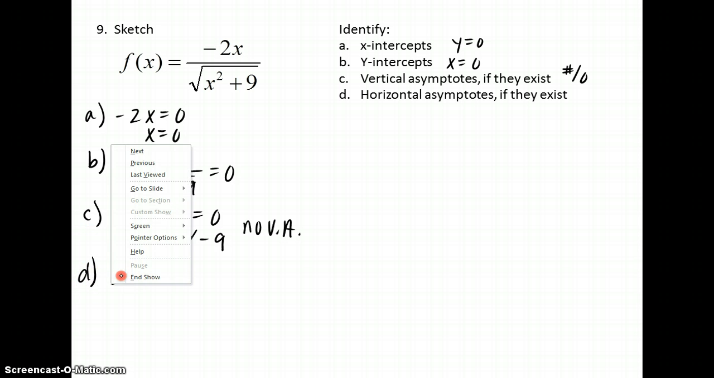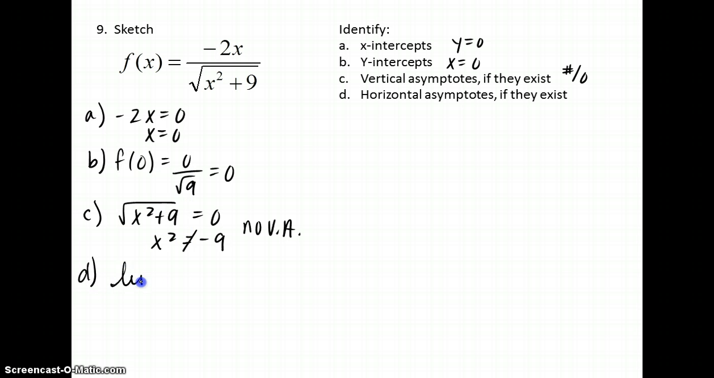Lastly, horizontal asymptotes, we find the limit at infinity. So the limit as x approaches infinity. Because the function has a square root in it, we have to look at both cases. Limit as x approaches negative infinity as well. So we can still use the technique of comparing the degree of the numerator with the degree of the denominator. If x is a positive value, then the square root of x squared is just positive x. And we get a limit of negative 2.